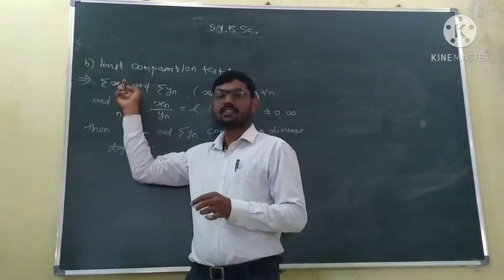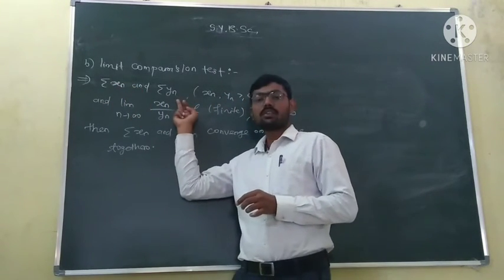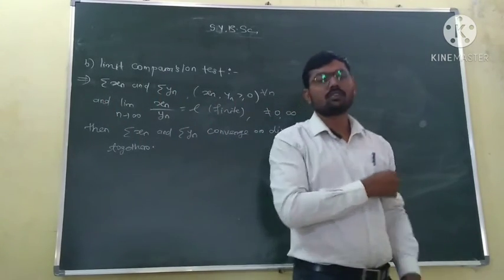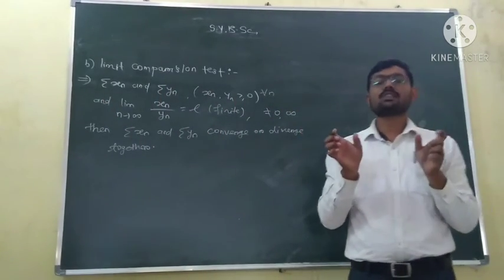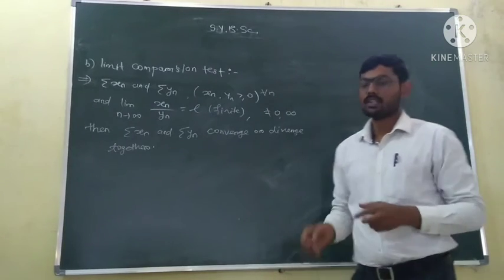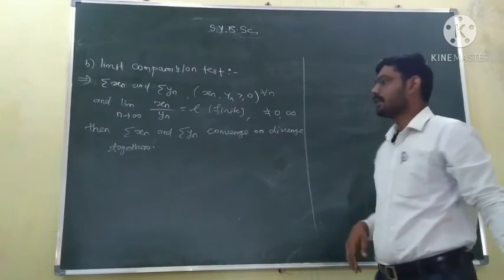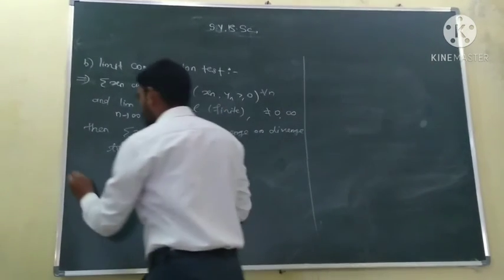That is, if the series xn is convergent, then series yn is also convergent, and if series yn is convergent, then series xn is also convergent. Okay, so both the series converge or diverge together. This is the limit comparison test. So we will see now an example based on this limit comparison test.